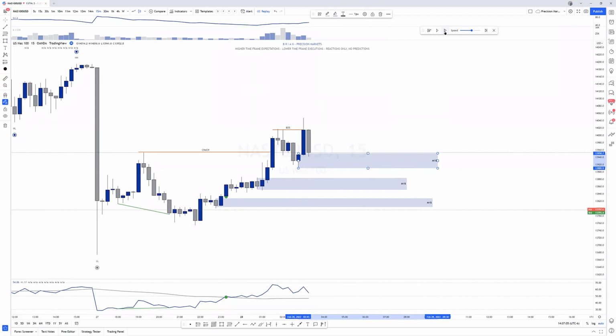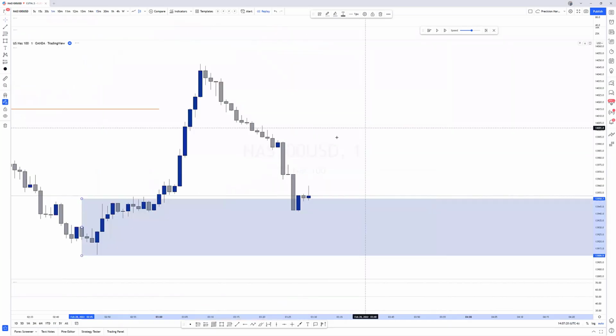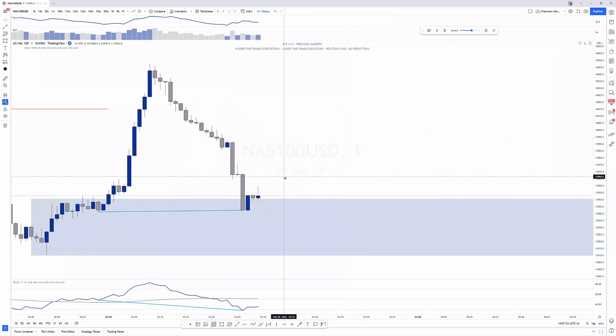So let's see if we get a tap in. We do. So now at this point, it's tapped into my higher time frame POI that I'm paying attention to. And I know I'm going with my bias, which is going into a buy. So now at this point, I'm going to hop down to the 1 minute and see what we can find. So coming down here on the 1 minute, what am I looking for exactly? I'm looking to see it make a CHoCH.